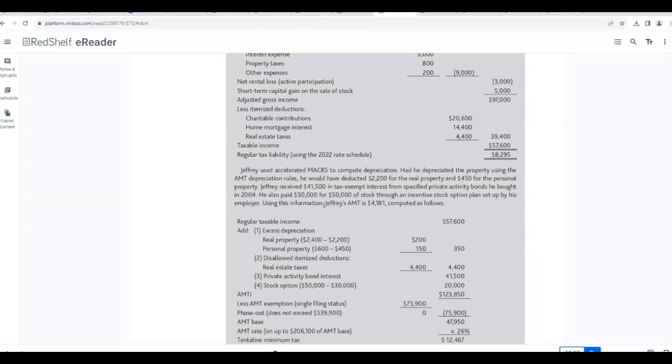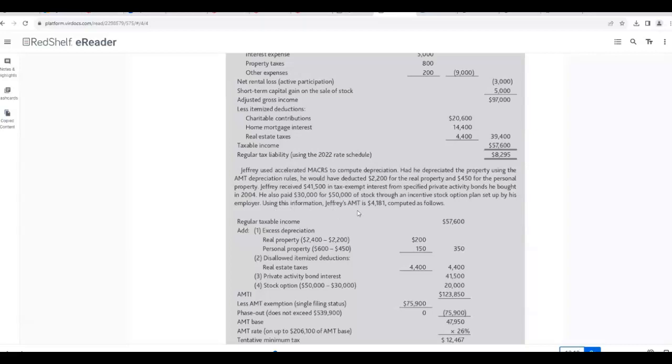Okay, but I was somewhere here yet. Jeffrey received $41,500 in tax exempt interest. Keep that in mind. He also paid $30,000 for $50,000 of stock through an incentive stock option plan set up by his employer. So he paid cheap to get more expensive stock. So that's kind of another income, right?